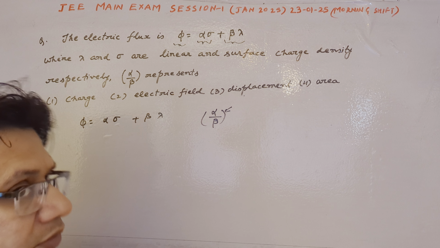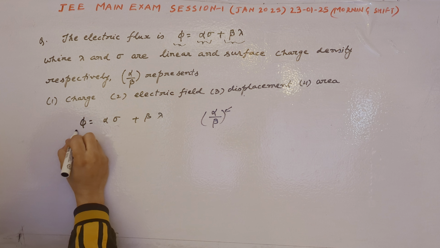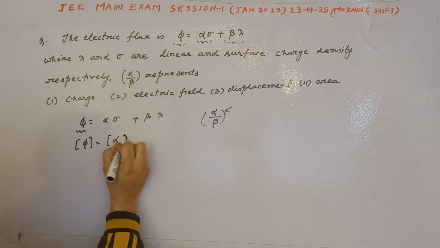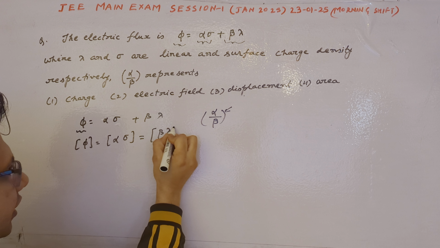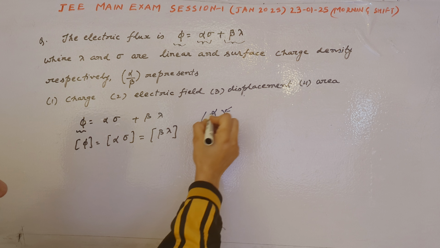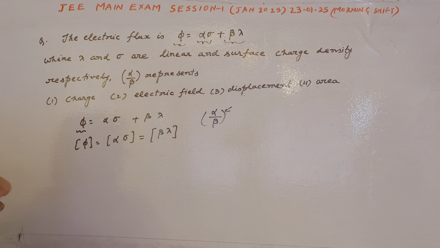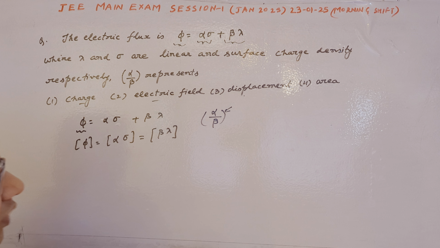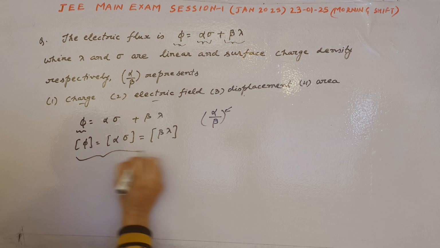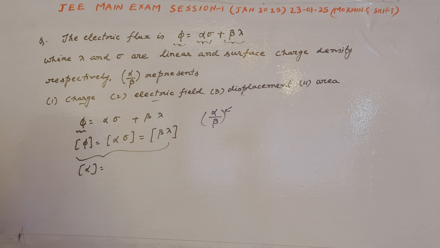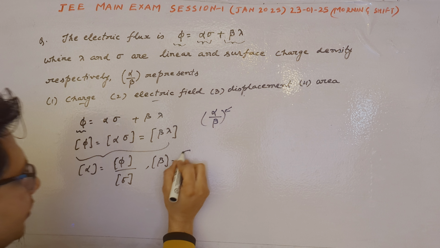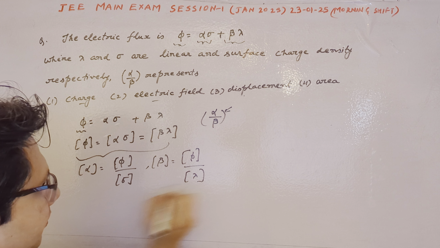Now, according to the basic concepts of units and dimensions, we can easily see that the dimension of phi is equal to the dimension of alpha sigma, and this is equal to the dimension of beta lambda. We have to find out the dimensions of alpha upon beta, so that we can identify which one of these four quantities it matches. From this equation, the dimension of alpha is dimension of phi upon dimension of sigma, and the dimension of beta is dimension of phi upon dimension of lambda.